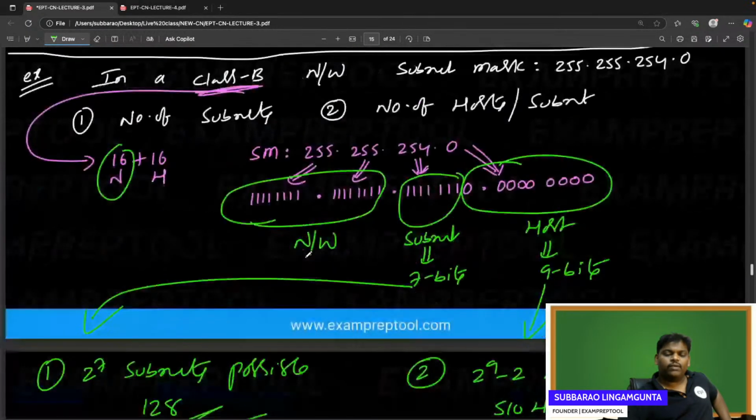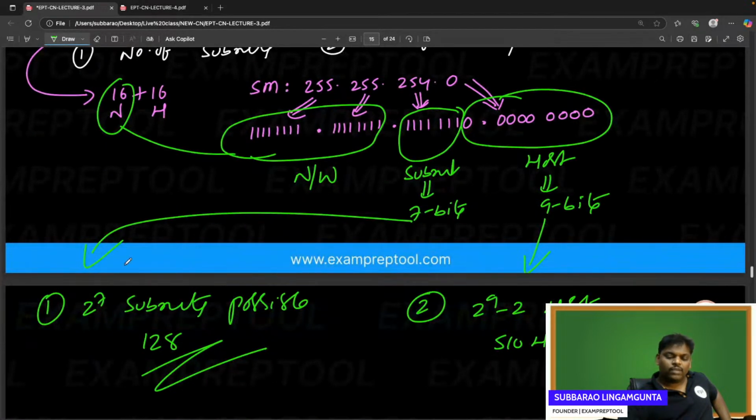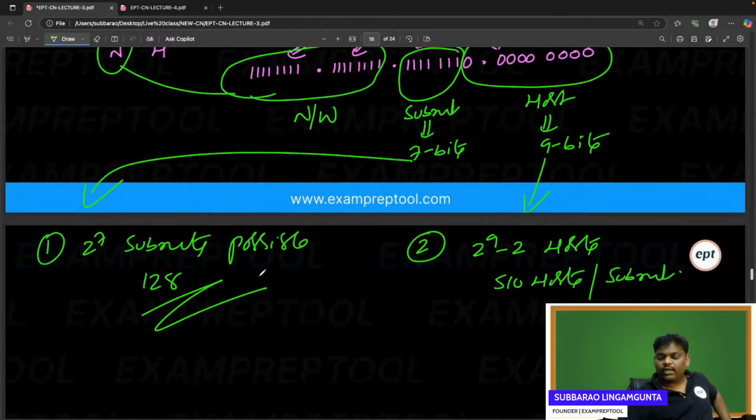Similar way, next one. In class B network subnet mask. Class B means 16 plus 16, 16 for network, 16 for host. But if you see the mask properly, all ones, if you see the number of ones, first ones are going to be network part, which is 16. Next ones are going to be subnet, which is 7. Remaining is going to be host. So number of subnets possible is 2 power 7, 128. Number of hosts possible is 2 power 9 minus 2, 512 minus 2, which is 510.